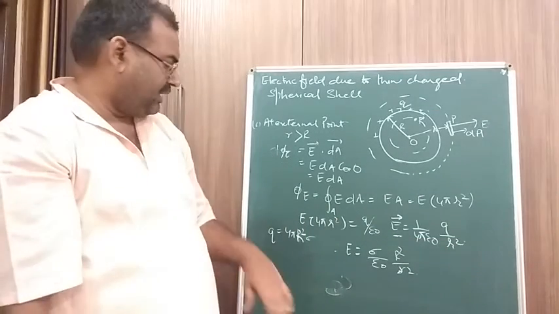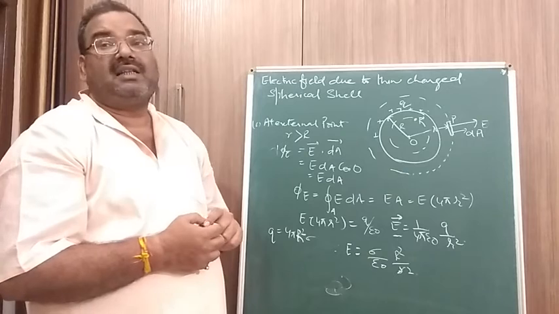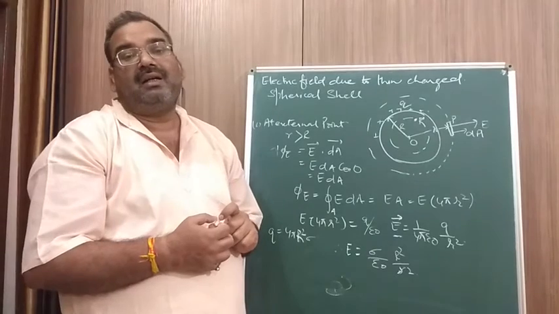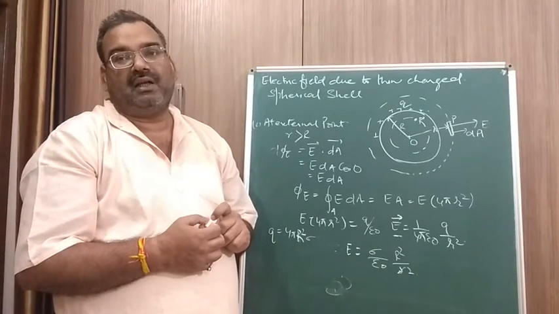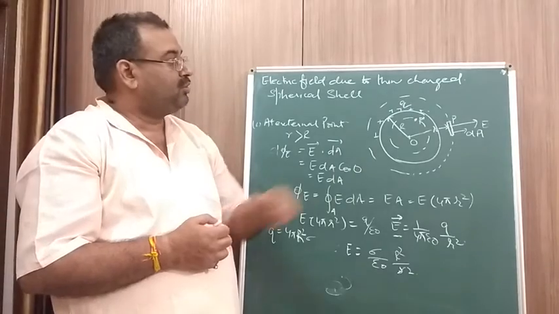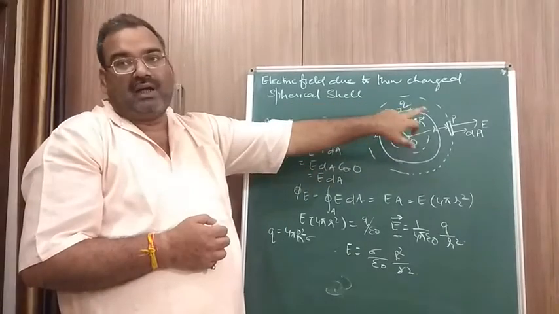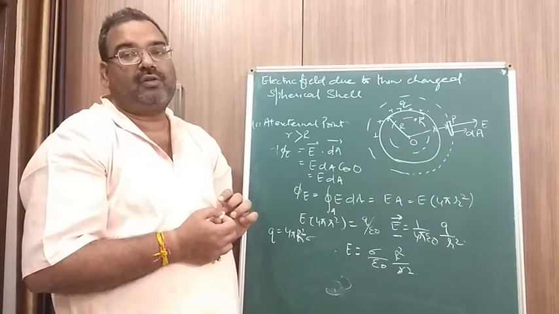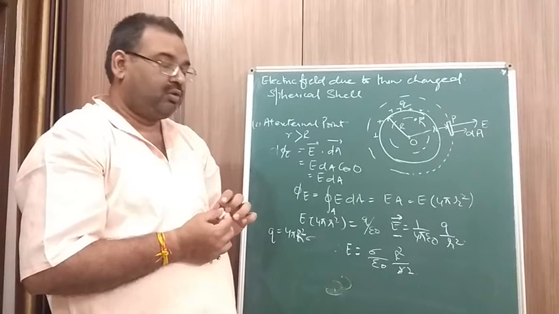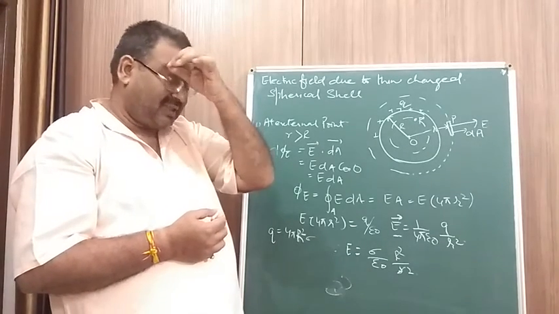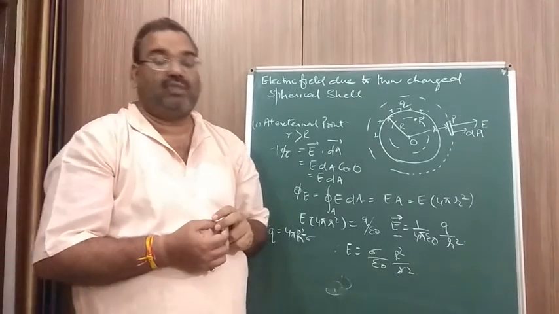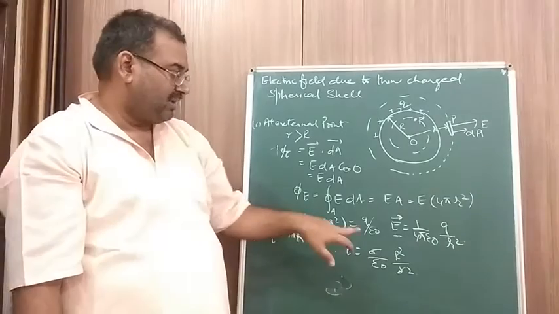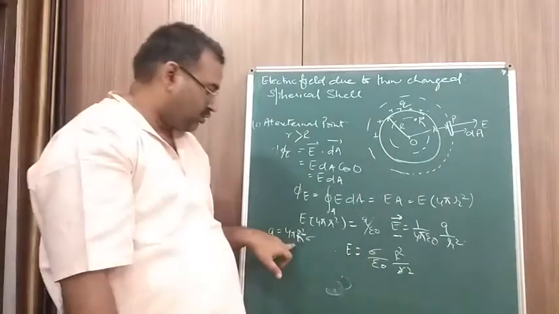Now, if we have to write this formula in terms of the charge density: the charge density is given by the total charge divided by the total surface area. The total charge distributed uniformly over the surface is Q, and the total surface area of the spherical shell is 4 pi R square. So the surface charge density sigma is equal to Q upon 4 pi R square, so the total charge Q is equal to 4 pi R square sigma. We substitute this value of Q here.